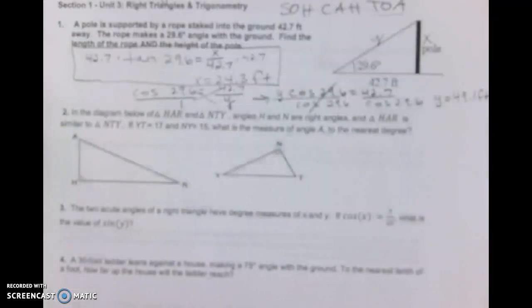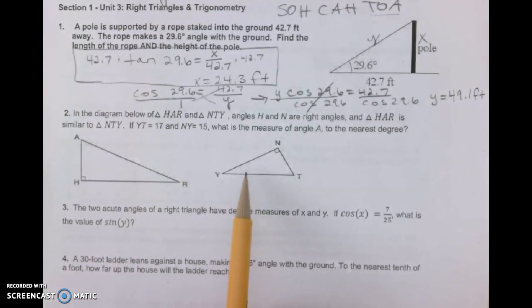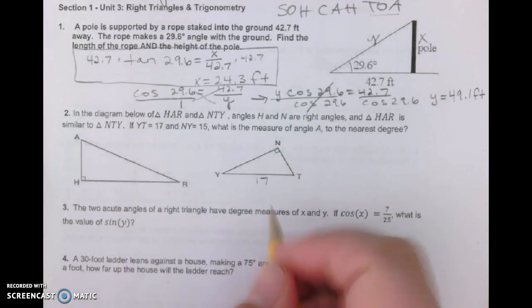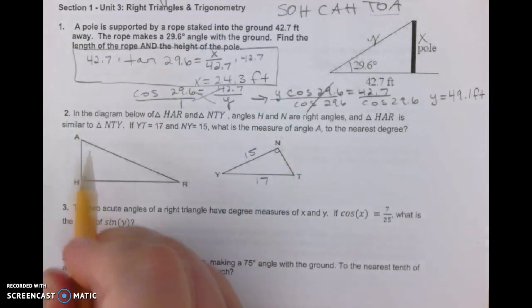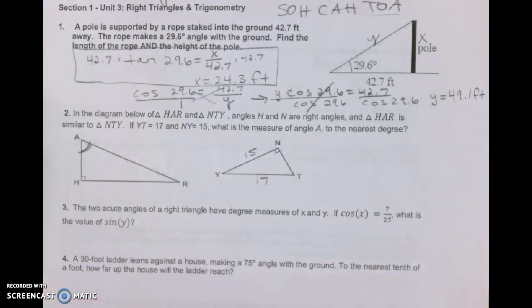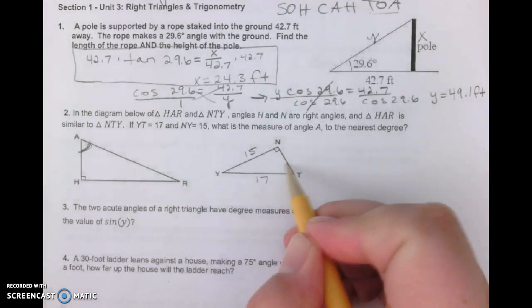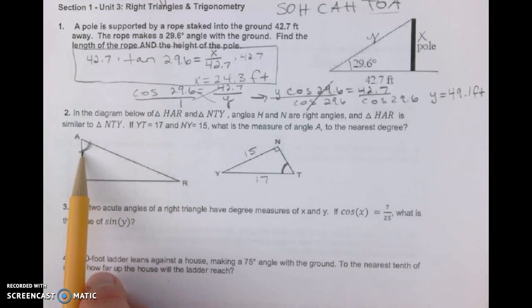number 1. Number 2, it says in the diagram below, I've got two triangles that are right triangles that are similar. If YT is 17, so I'm going to start marking this triangle up right away, and Y is 15, what is the measure of angle A to the nearest degree? Well, if I know that these triangles are similar, then I know that corresponding angles of similar triangles are congruent. So since angle A is between the short leg and the hypotenuse, I know it corresponds with angle T in the other triangle. So if I can solve for angle T, I will also know the angle for A.